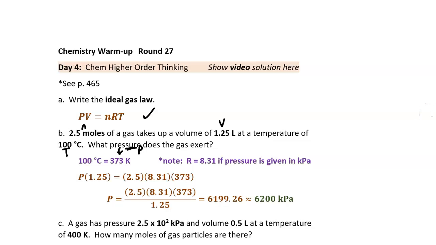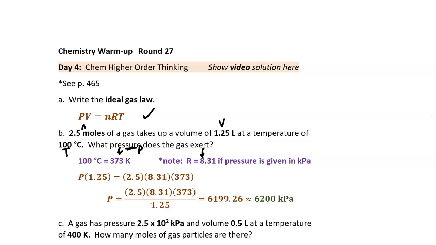The formula PV = nRT also has a letter R in it, and that has different values depending upon what units are used in the question. This question asks us to find the pressure. If we intend to give the pressure in kilopascals, then the value used for R is 8.31. If instead we decided we want to give the pressure in atmospheres, then it would be a different number used for R. The directions don't specify whether to do kilopascals or atmospheres, so either is okay.